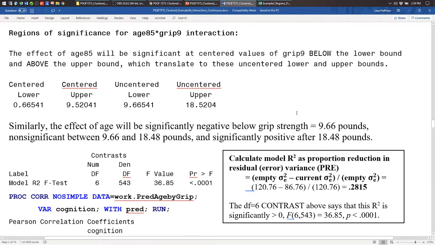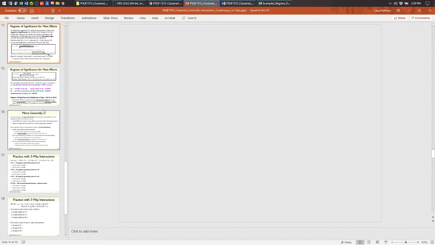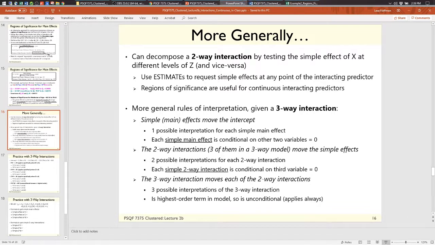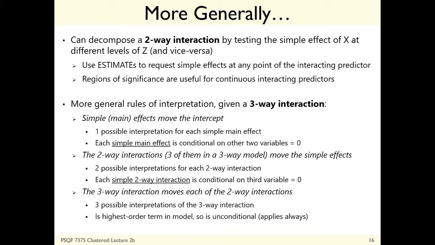So this wasn't so bad, right? Two-way interactions? What about three-way interactions? Yeah. We can do three-way interactions. Three-way interactions are just as easy as two-ways. So let's do a little bit of practice with those. Going back to slide 16 in lecture 2B.